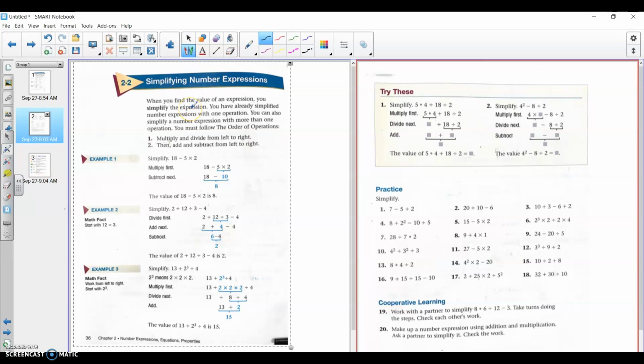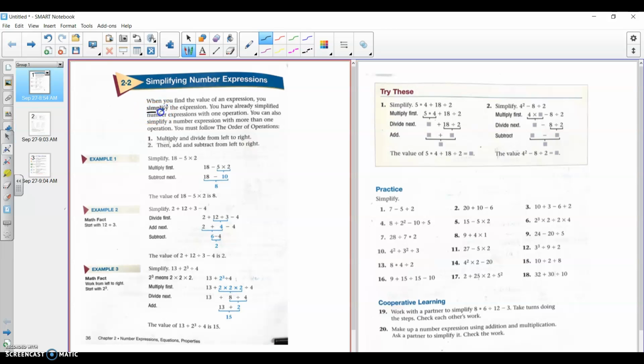Okay, we are on Chapter 2, Section 2, Simplifying Number Expressions. When you find the value of an expression, you simplify the expression. So in this case, they're telling you there are going to be more than one expressions kind of added together. On the previous page, you did one expression, whether it was a number or 5 plus 7. Now they're going to add more operations.